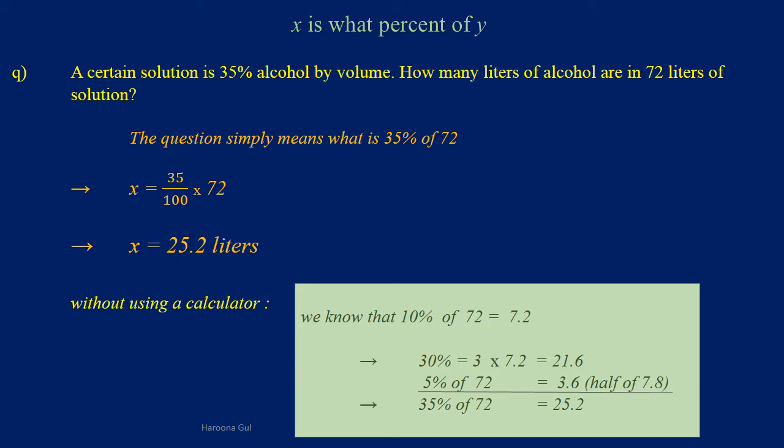Now the question simply means what is 35% of 72, and it can be written as 35 over 100 into 72, which is 25.2 liters of alcohol in 72 liters of the solution, right? Now without using a calculator, you can simply take 10% of 72, which is 7.2, multiply it with 3 to get 21.6, and 5% of 72 is basically half of 10%, which is 3.6, and we'll get the same answer, which is 25.2 liters, right?